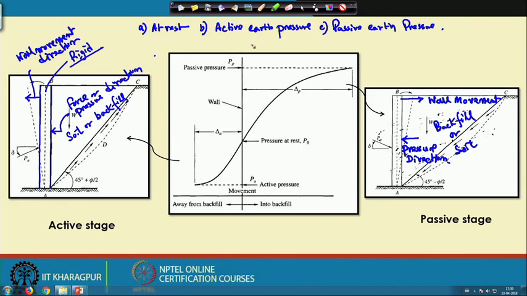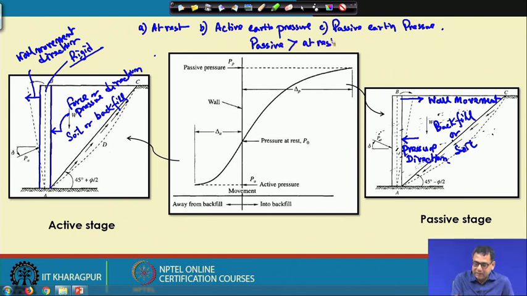So, that means your active earth pressure is the lowest earth pressure the wall is subjected to, then at rest, then passive. So, I can write that your passive earth pressure is greater than at rest, is greater than active.